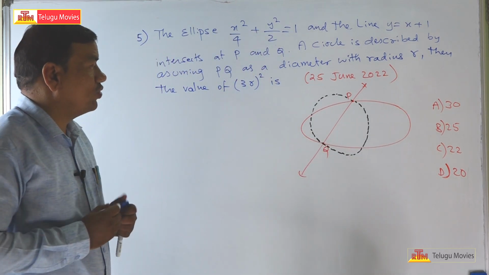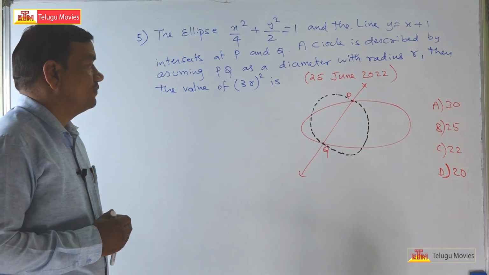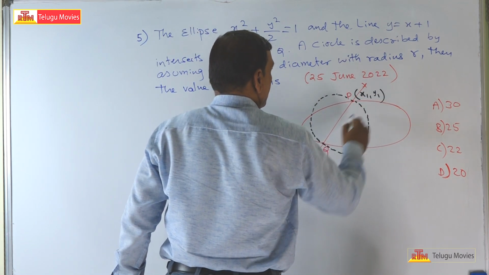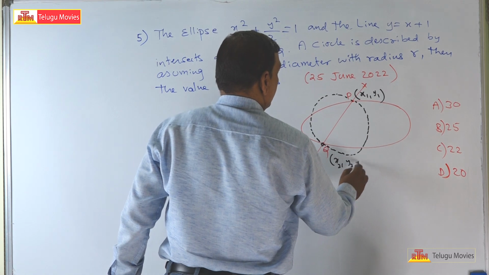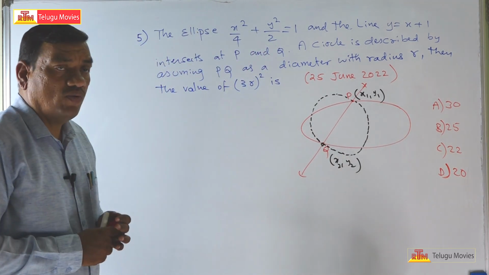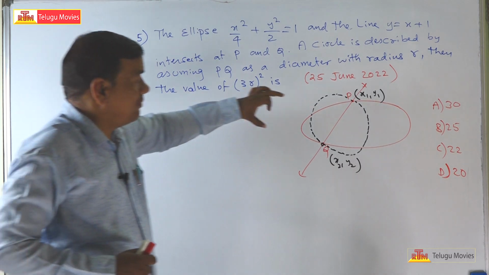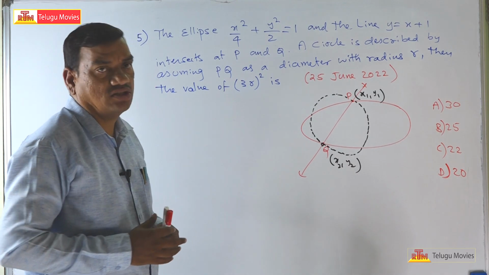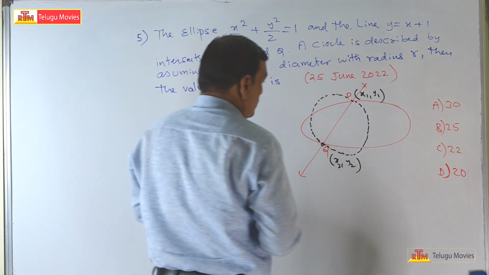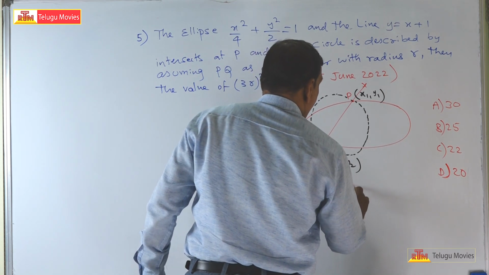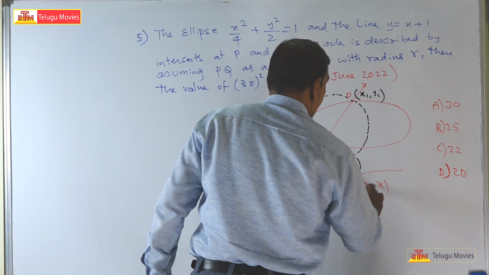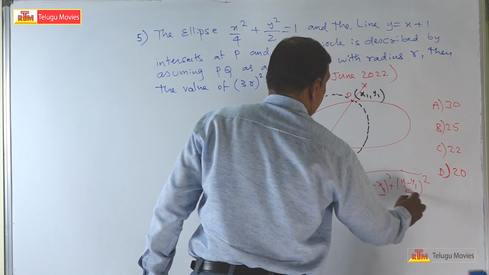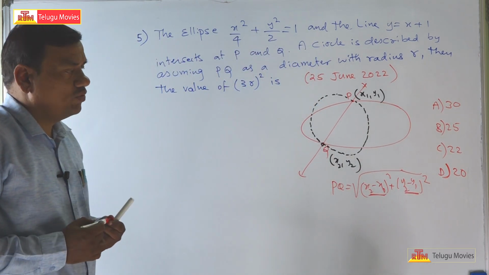We have to find out the radius of the circle. So first of all, let us take this point as x1, y1 and this point as x2, y2. Then how to proceed? If you know the length of PQ, that is the diameter, half of the diameter is the radius. What is the length of PQ? The length of PQ is the square root of x2 minus x1 whole square plus y2 minus y1 whole square. That means if you know the x2 minus x1 value and the y2 minus y1 value, the problem is over.